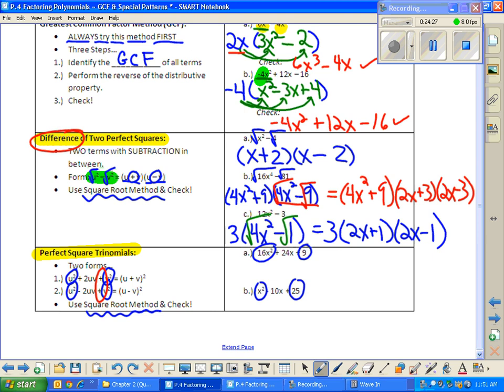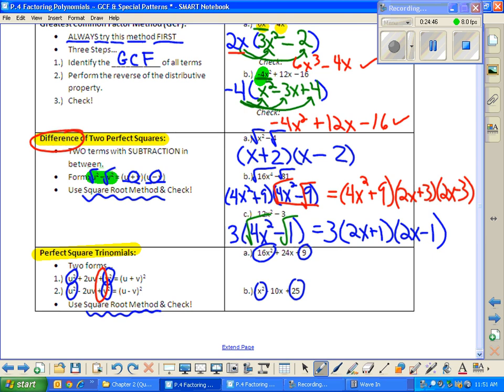So sometimes it'll be set up so that that middle term isn't 2 times u times v. You have to check these with FOIL because sometimes it'll be set up so that when it FOILs, it actually doesn't give you the original problem back out. I'll show you what I mean by that.